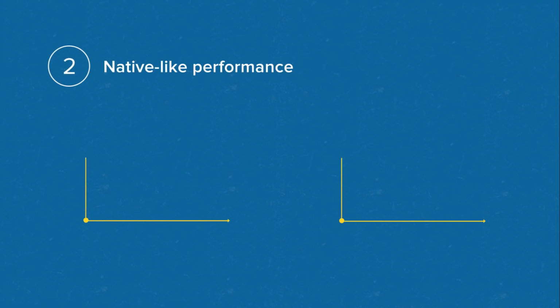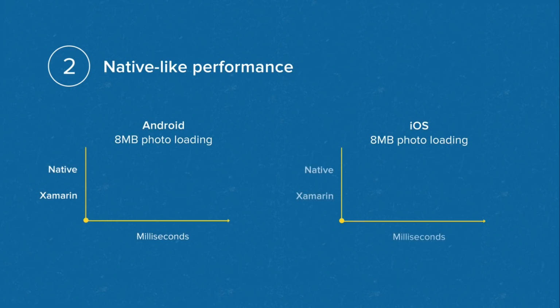Xamarin apps also boast an unmatched performance level compared to hybrid or other cross-platform development tools. For instance, image loading in native apps is only 14% faster than using Xamarin, and even a more significant difference in image saving speed is simply unrecognizable by a mere human.